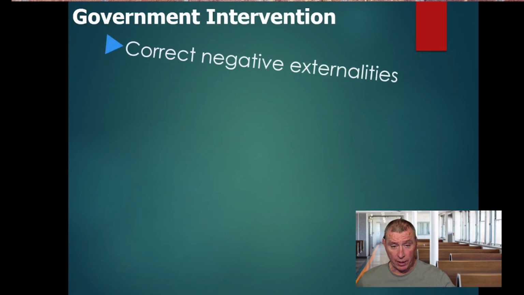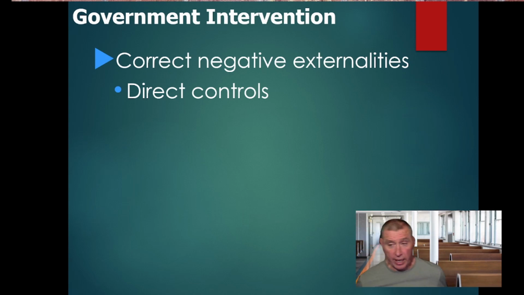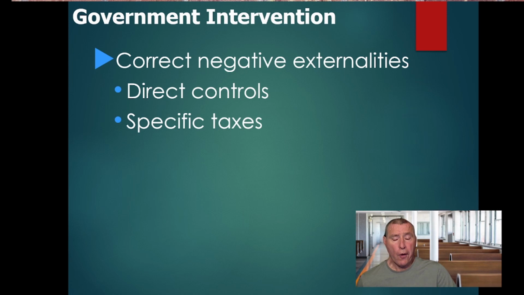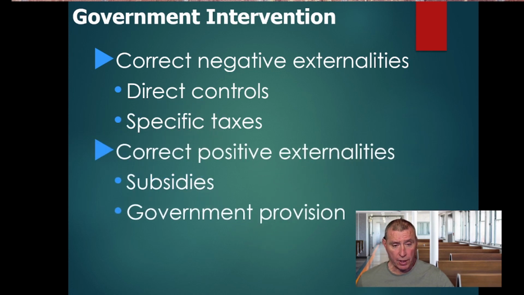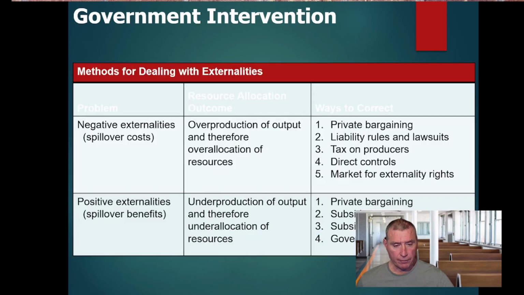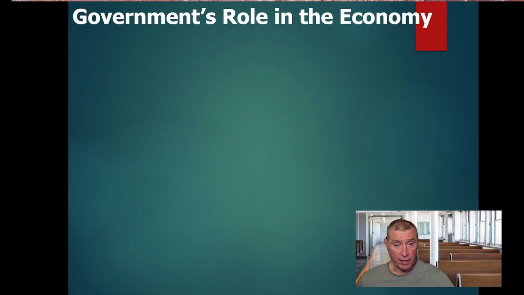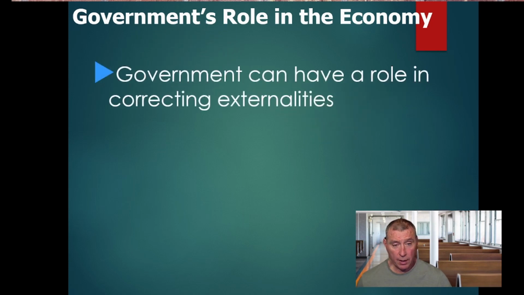All right, let's look at some government intervention. We talked about negative externalities. We can do it through direct controls, we can cut their production, or the best way to do it is through specific taxes. For the positive externality, subsidy, government provision, things like that. But for us, we're focusing on taxes for negative, subsidies for positive. Here's just a couple of different ways to correct them. Now, because of things like this, what's the government's role in the economy? The government can have a role in correcting externalities.